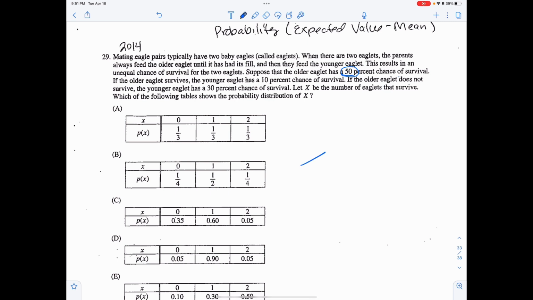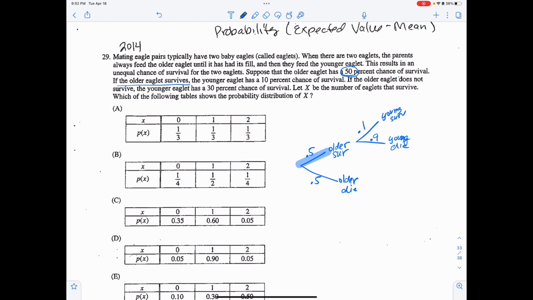So I'm just going to say older survive, older die, and it said 50%, so that's 50-50 so far. If the older eaglet survives, so this tail right here, the younger eaglet has a 10% chance of survival. So young survive is 10%. And then young die is going to be 90%.